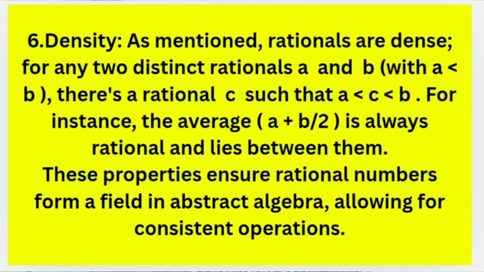Density. As mentioned, rationals are dense. For any two distinct rationals A and B, with A less than B, there is a rational C such that A is less than C and C is less than B. For instance, the average (A plus B) over 2 is always rational and lies between them. These properties ensure rational numbers form a field in abstract algebra, allowing for consistent operations.